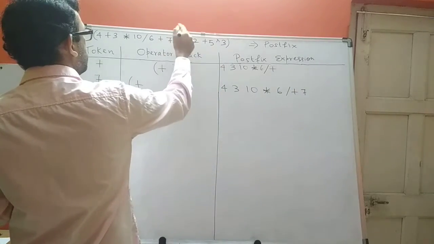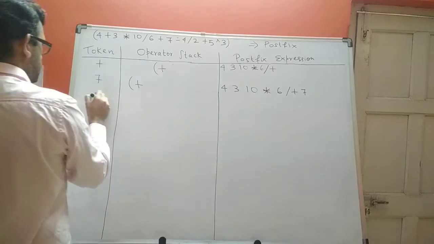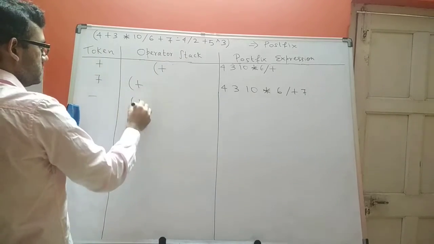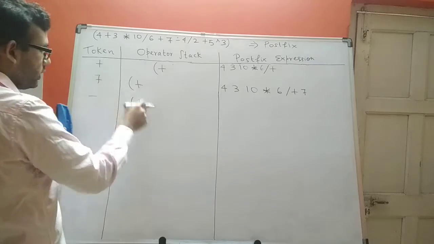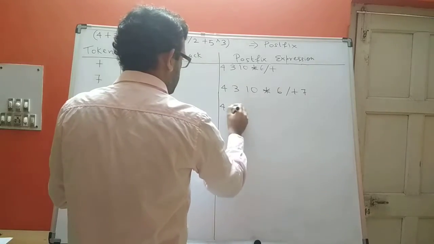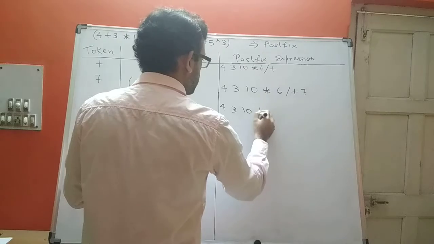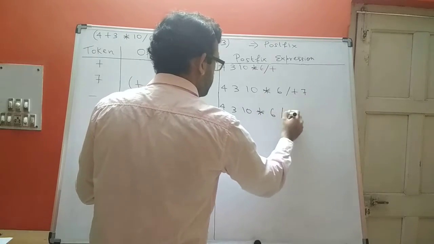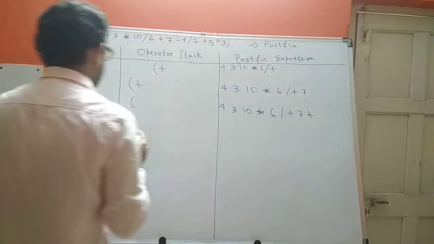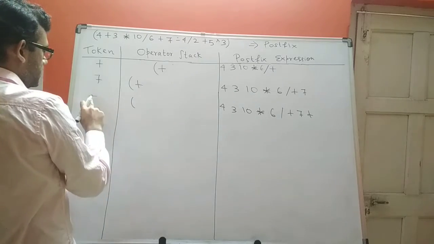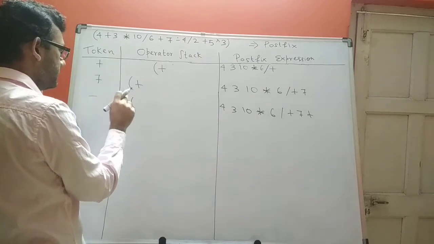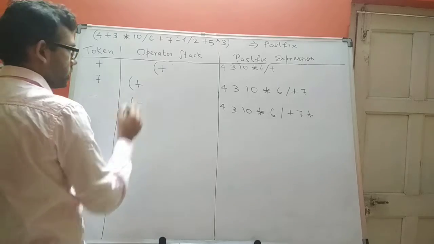Next comes minus. Now this is interesting. Look, minus and plus have the same precedence, so minus cannot be above plus. So I need to pop plus. After popping plus, I add it to my output, my postfix expression. And then I see that minus has greater precedence than opening parentheses, since opening parentheses is my top of stack, so I can push it.